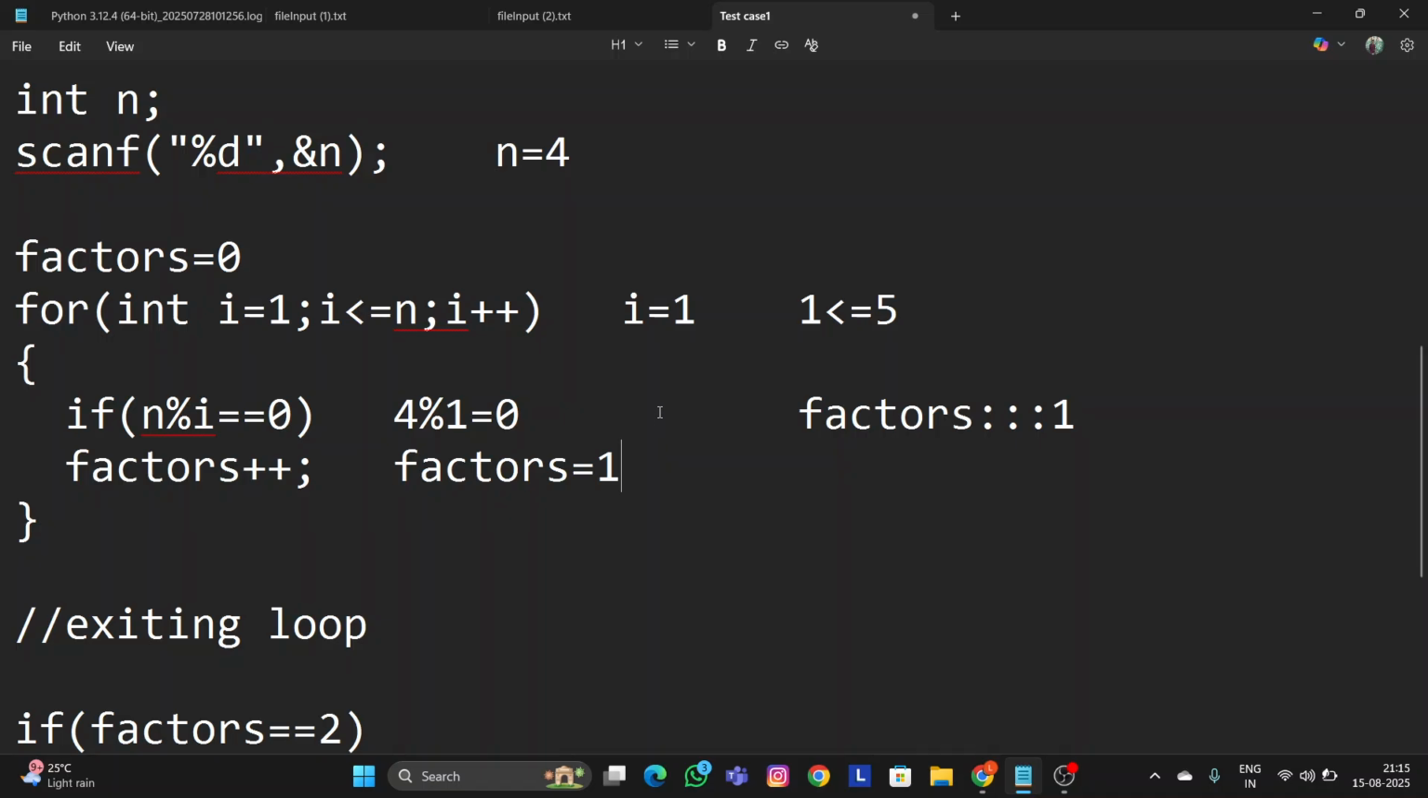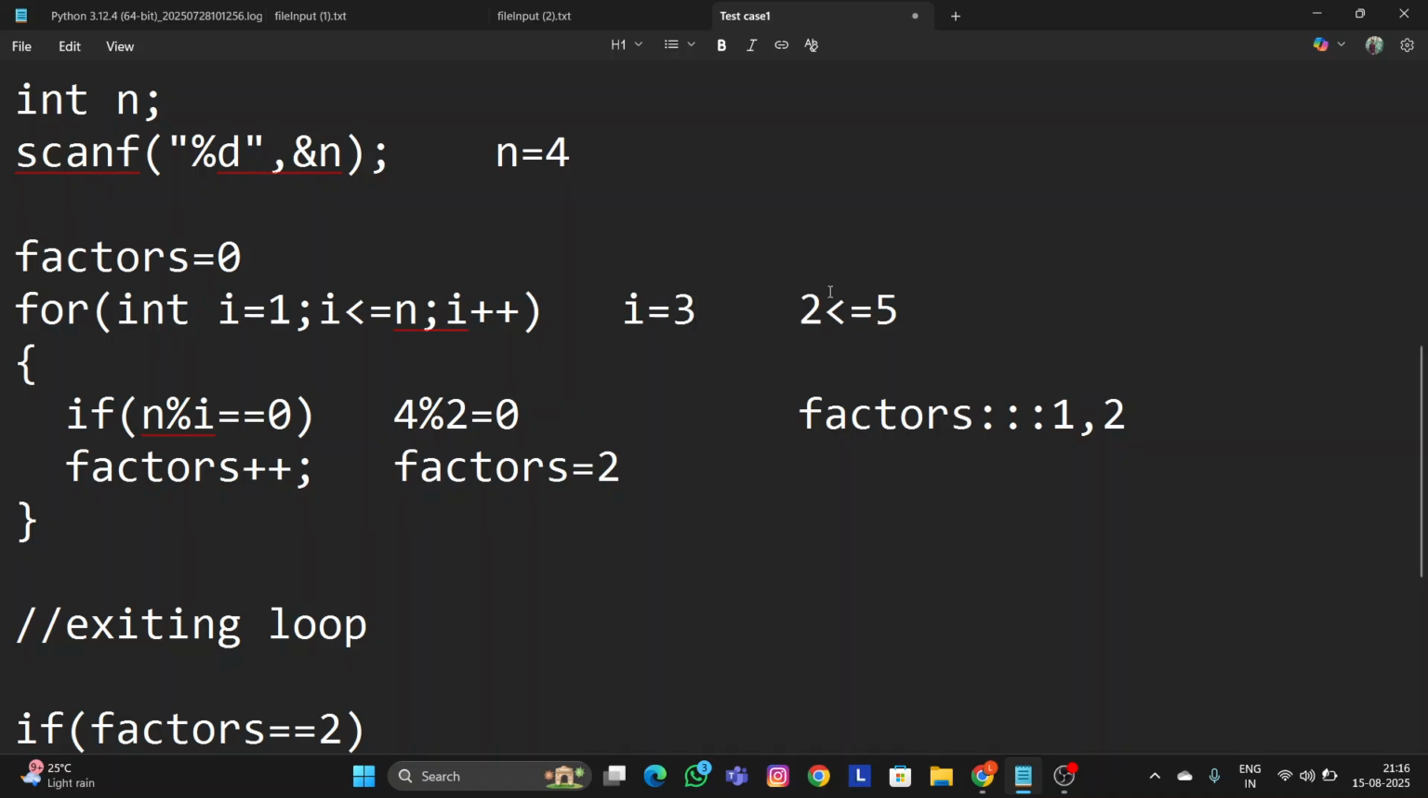After incrementing the factor's value, I will increment the i value. What is the i value? i becomes 2. Is 2 less than or equal to 5? Yes, the condition is true. So I will check whether it is a factor of 4. 4 modulo 2, the remainder is 0. So 2 is also a factor of 4, right? The factor's value is incremented by 1, so it becomes 2. Again I will increment the i value.